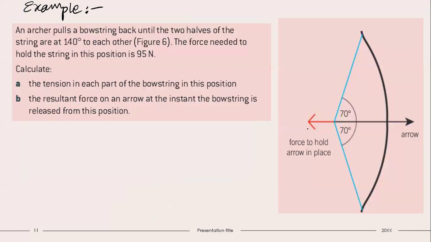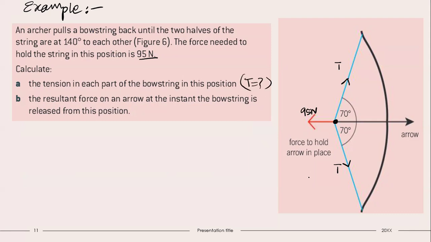Moving forward to a famous question of an archer pulling a bow. Let's say at the moment he is holding the arrow over here, and of course there should be tension in these ropes, right? The tension is over there, the angle that the rope makes with the arrow is 70 degrees, and the force needed to hold the string at this position is 95 Newton, which is the pulling force. You need to show how much the tension is in each part of the string.